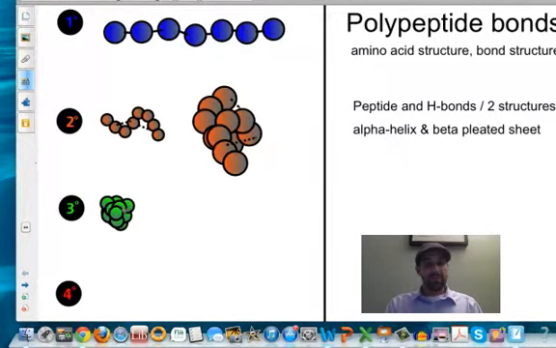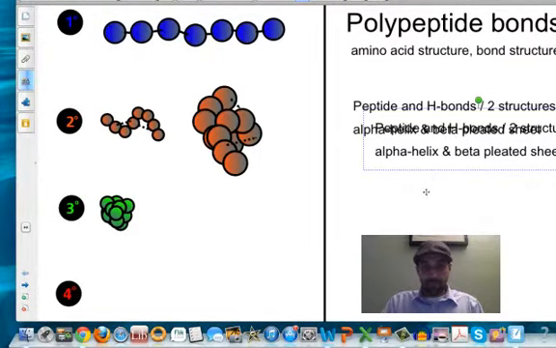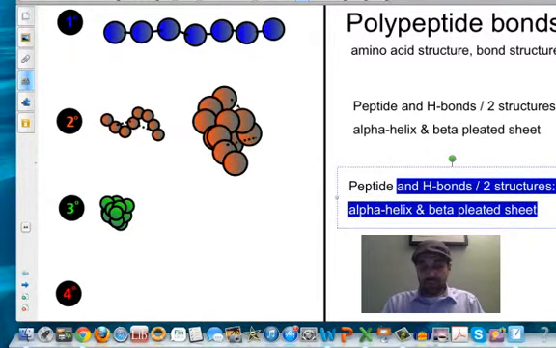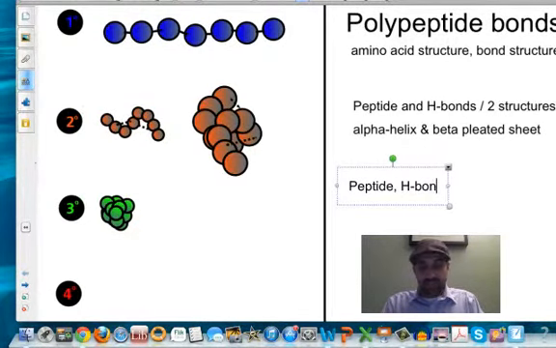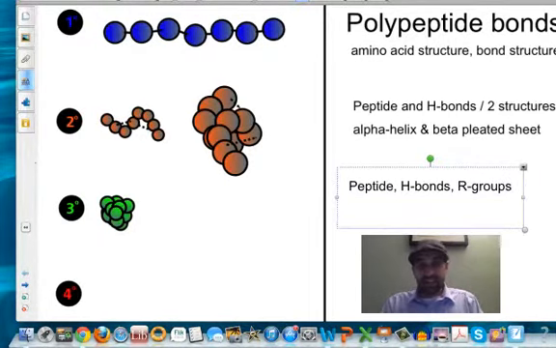Okay, so here it's a globular protein. We know that it's peptide, hydrogen. So we've got peptide bonds, hydrogen bonds, R groups interacting, and there's a variety of interactions that hopefully they're going to talk about in that group. So peptide, hydrogen bonds, R groups. It's a three-dimensional structure and functions as an enzyme.